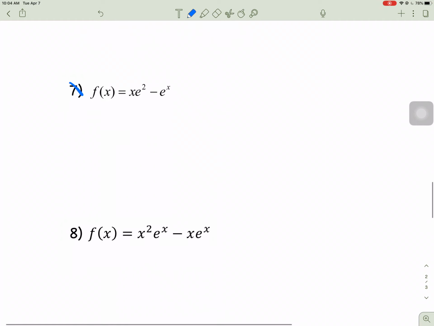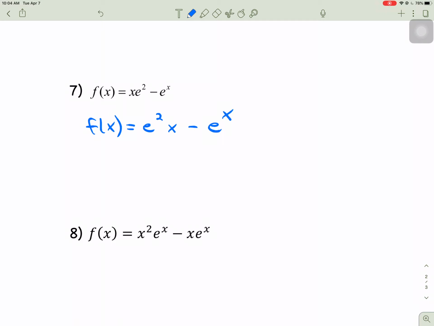Oh, sorry. I got it. E squared is just a value. That's why. It's just a number. So it's just like saying, I'm going to rewrite this, actually, think of it a little differently. E squared x minus e to the x. And that makes a lot more sense because e squared is just the coefficient.